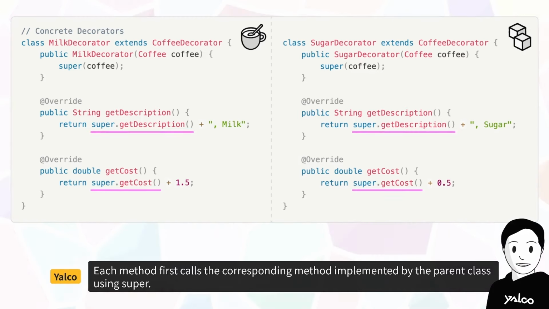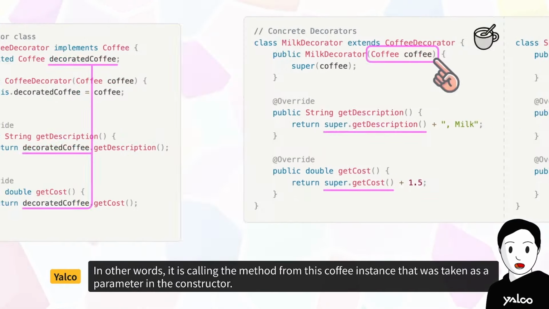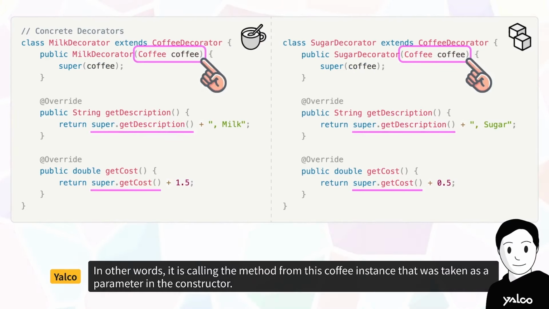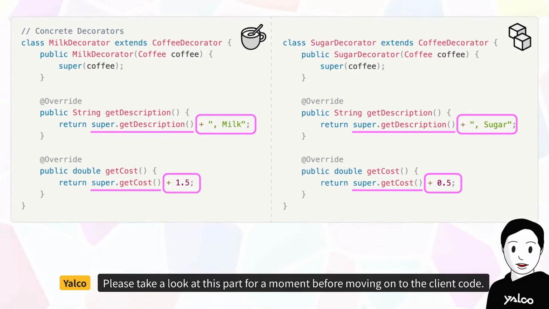Each method first calls the corresponding method implemented by the parent class using super. This is like what we saw here, calling the method of decorated coffee stored in the field. In other words, it is calling the method from this coffee instance that was taken as a parameter in the constructor. And as you can see, it attaches or adds unique values of the class to the result. Please take a look at this part for a moment before moving on to the client code.